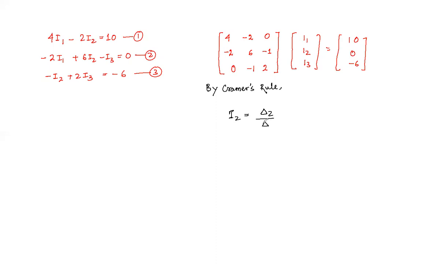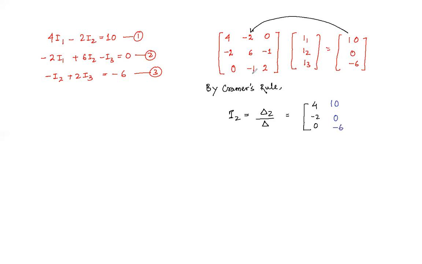So let's understand what del 2 is and how to find it out, when I use this del 2 and total del. Just remember how I am doing it. The second column is going to be completely replaced by this part for del 2. If it is del 3, then the third one is going to be replaced by the right one. So here I'm going to write 4, minus 2 and 0, no change in all these values. The column that is going to be replaced, I'm going to write using another color of pen. So it is 10, 0 and minus 6.